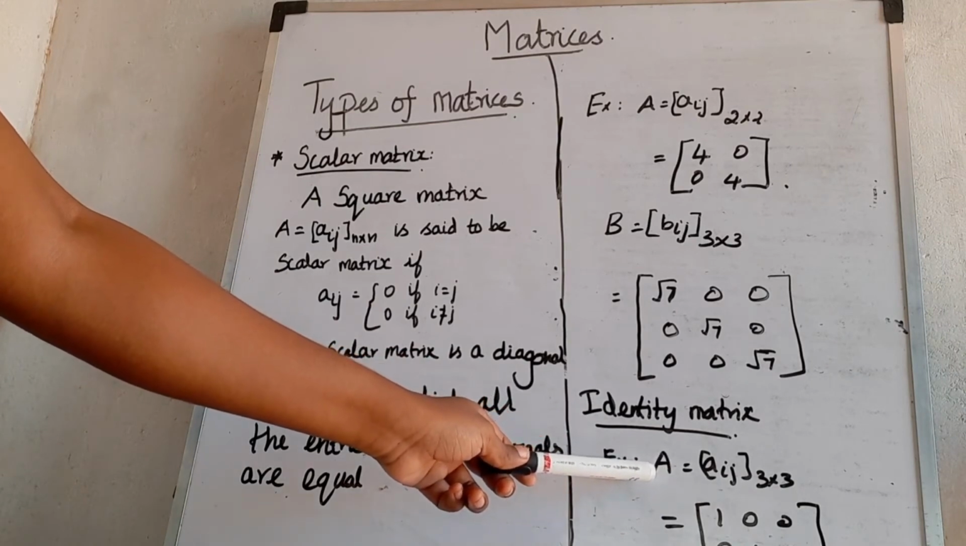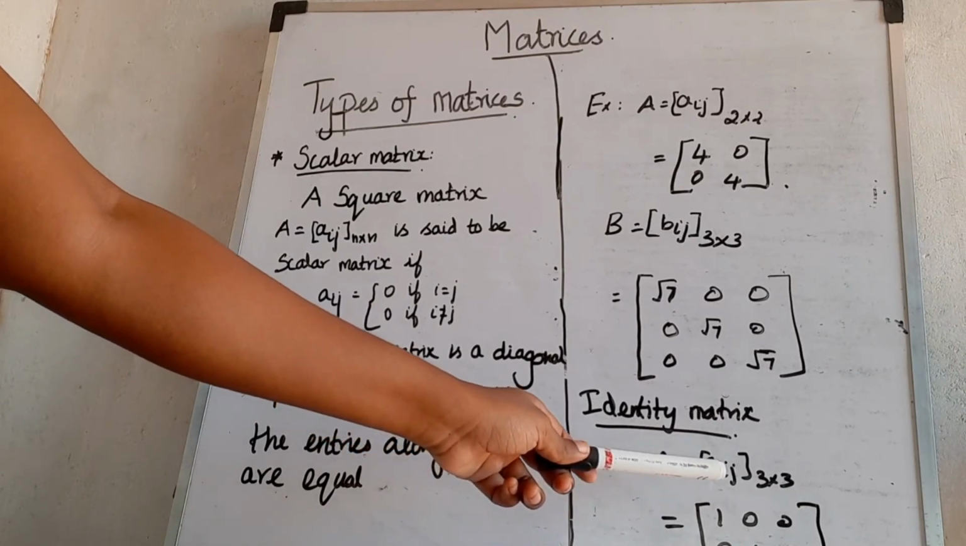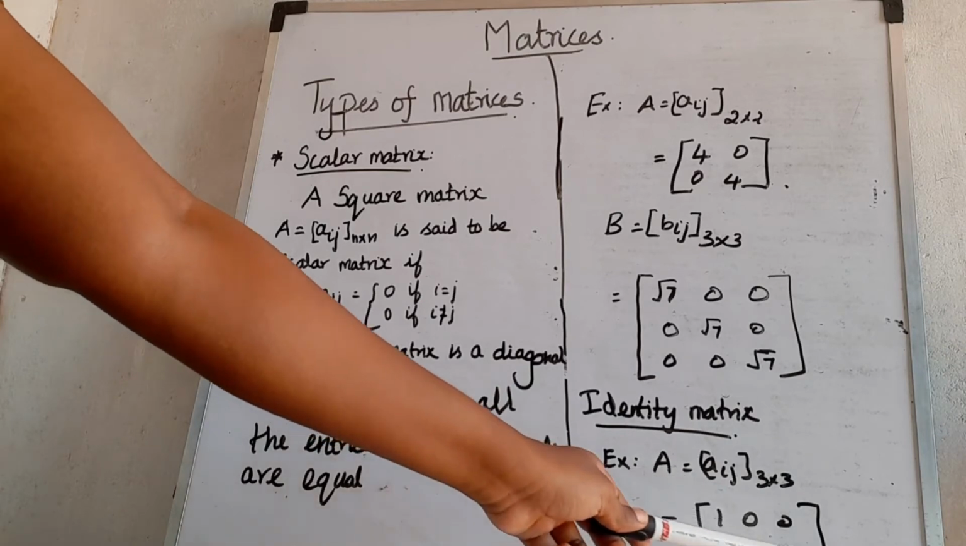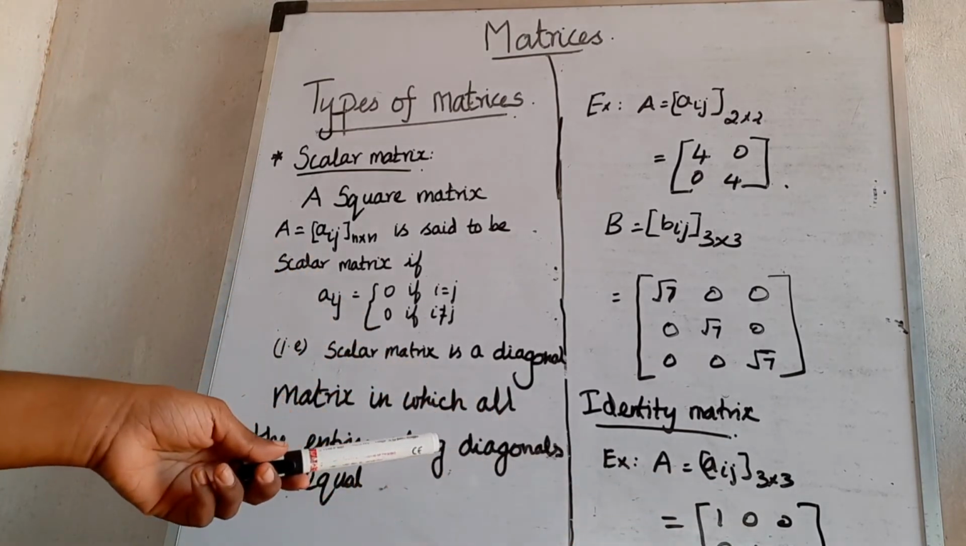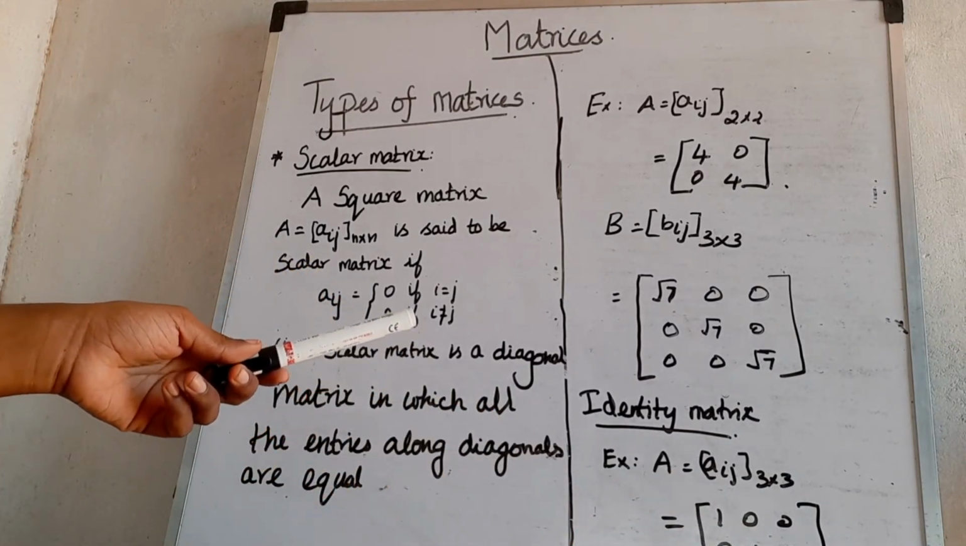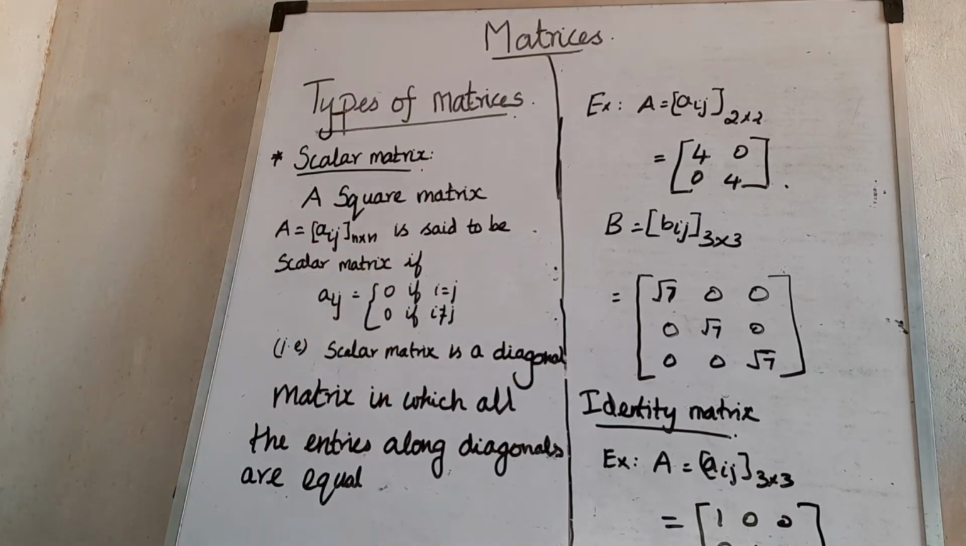I am taking an example Aij, that is a 3 cross 3 matrix. So the diagonals are 1. In a 2 cross 2 matrix also you can take it, the diagonal should be 1. That is the identity matrix.